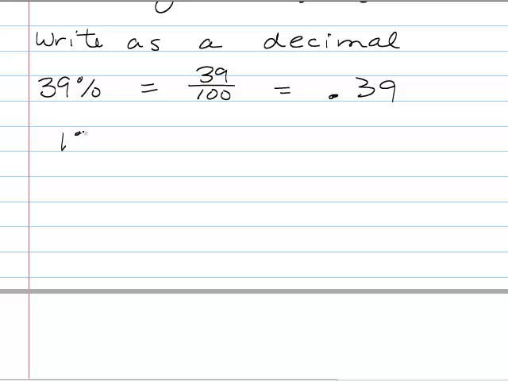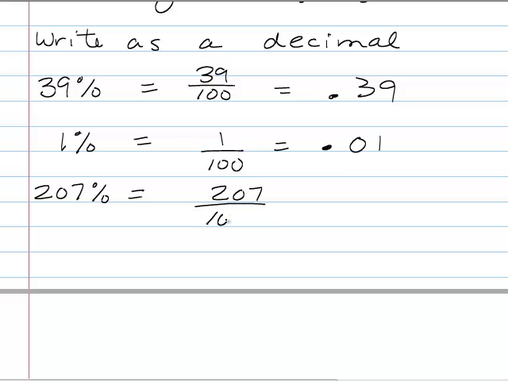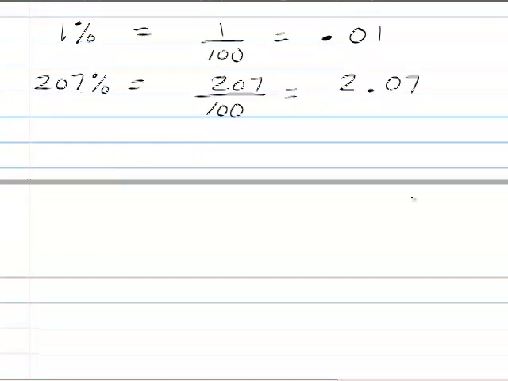What about 1%? Okay, same thing, 1 over 100 or 100th, 0.01. 207%, well, that would equal 207 over 100, and we can see, we remove the percent and divide by per 100, we can see that this is an improper fraction. We know this would be 2 7/100. So there are our writing them as a decimal.